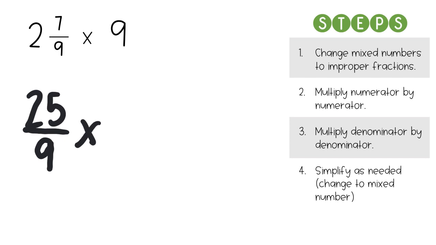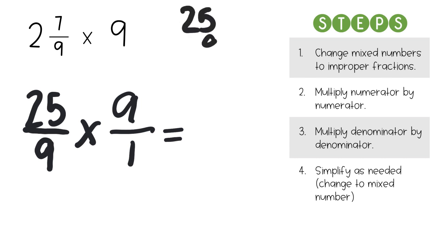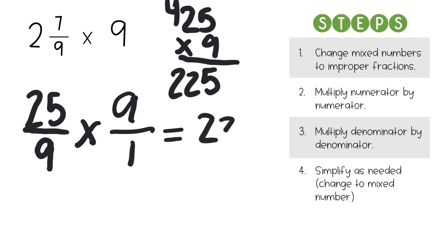Now we're going to multiply that by 9. We know that we can write any whole number over 1. Now let's multiply straight across. 25 times 9. I'm not sure if I can do that in my head, but let's go over here and solve it. 9 times 5 is 45. 9 times 2 is 18, plus 4 is 22. So we get for a numerator 225. So 225/9. Now I need to simplify.